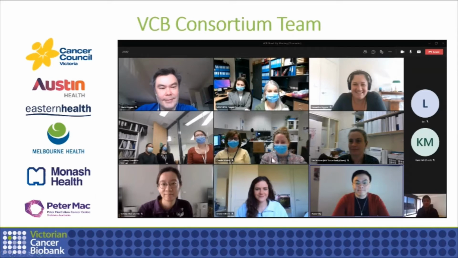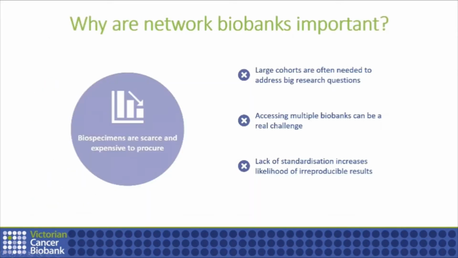Moving on to more generic talks, this is really about the Victorian Cancer Biobanks as a whole, as a network of biobanks. So why are network biobanks important compared to a single biobank? As we all know, biospecimens are scarce and very expensive to procure. We did an analysis 2 years ago and found that for the Victorian Cancer Biobank to procure a tissue specimen from a patient, from identifying the case to consenting the patient and so on, it literally costs about $400 to $500 for one activity.